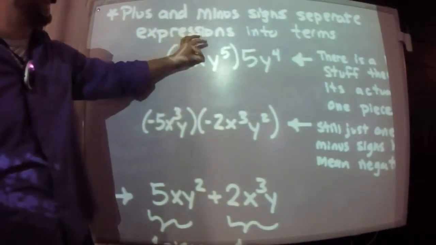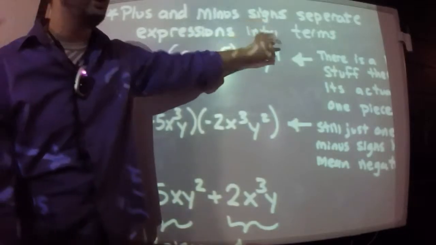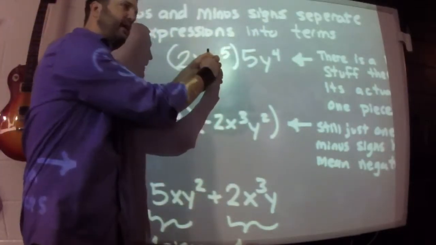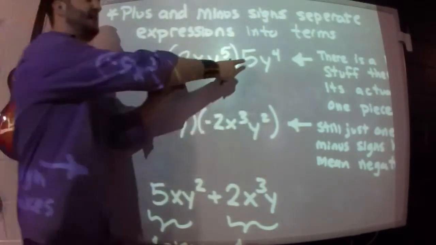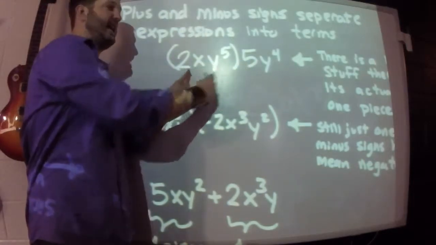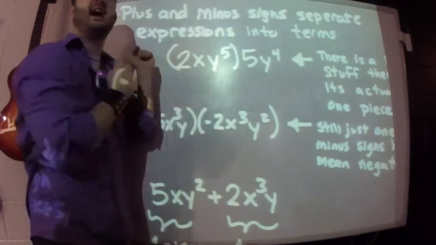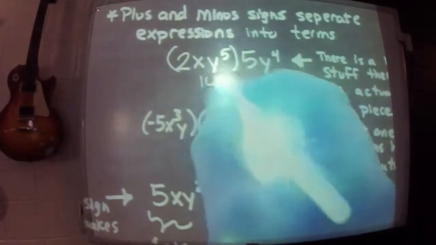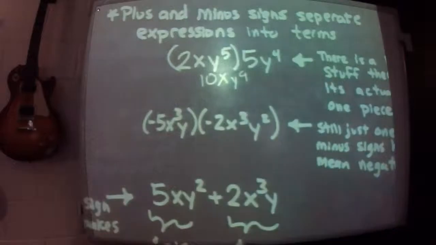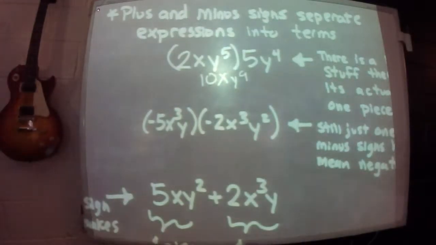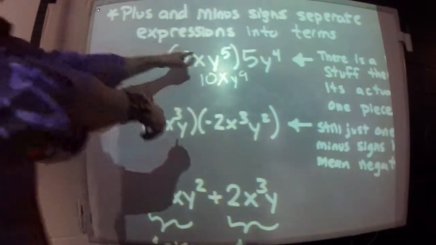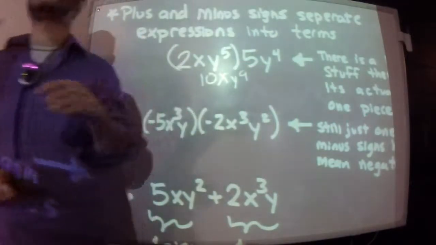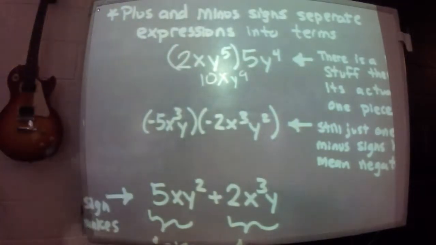It says 2 times x times y to the 5 times 5 times y to the 4, and you can put it all together. And what would it make? 10x y to the 9. So you can just multiply and put things together, and this would be just 10x y to the 9. That should be simple. There's no negative exponents. Multiply the big numbers. There's the 1 x, the 9 y's. That's it.